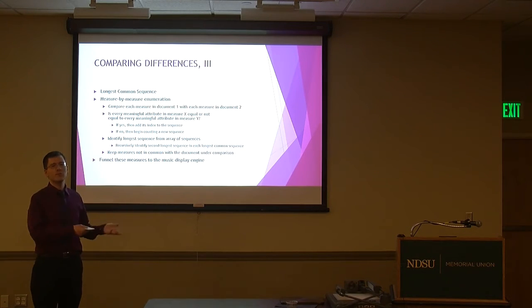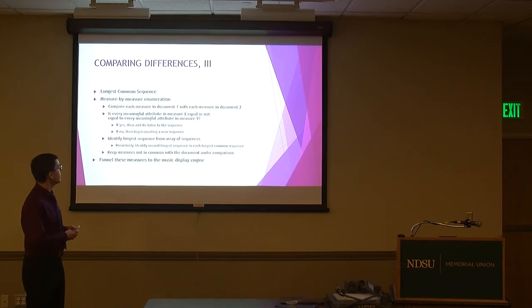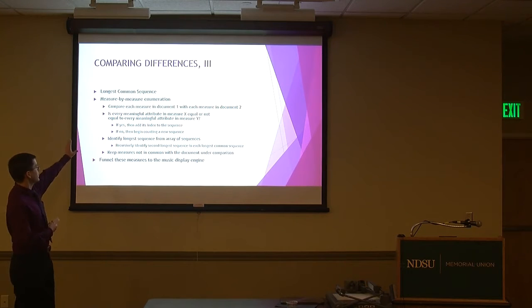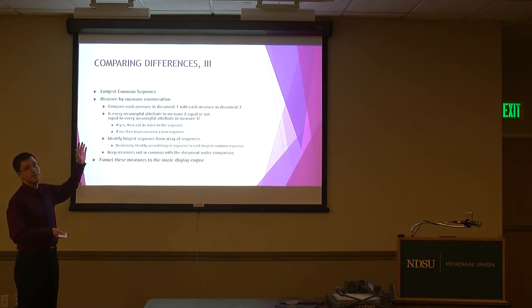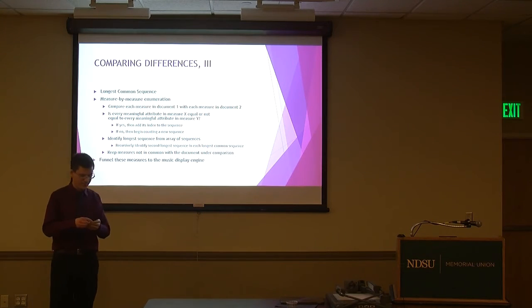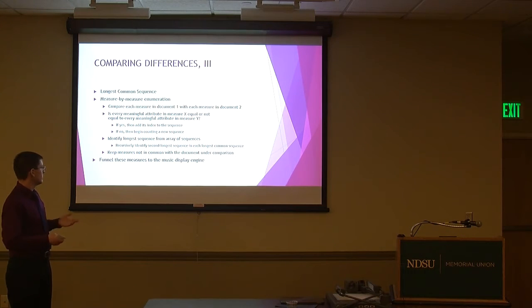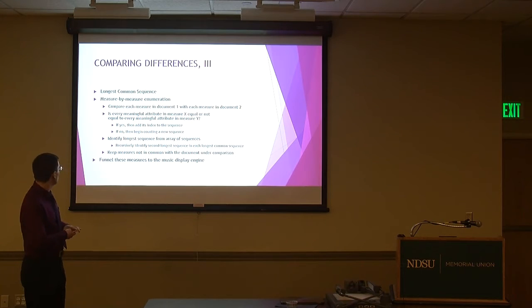So what we arrived at is basically a measure by measure enumeration of each of the elements of interest that I mentioned in the previous slide. What that basically does is it compares every measure in one document with every measure in the second document. It identifies if every meaningful attribute, excluding formatting data, in the one measure in the one document is equal or not to every meaningful attribute in the first measure in the second document, and so on and so forth. And there's a whole lot more details that I'd be happy to talk about if anyone has more questions about that. But after it identifies what has changed between versions, then it just displays on the screen which measure numbers are different from the other version.